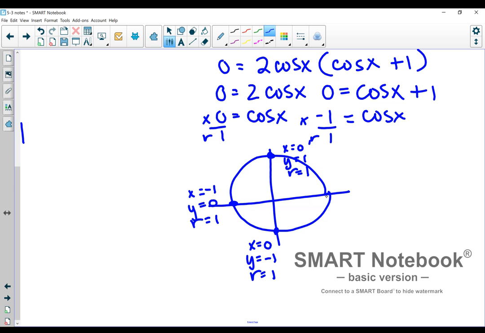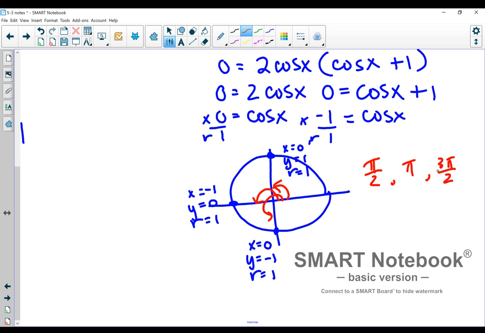2 pi is not going to work because 0 didn't work either, and I'm restricting it down anyway. I'm not even including 2 pi. So this angle would be pi over 2. And then this would be pi. And then this one would be 3 pi over 2.